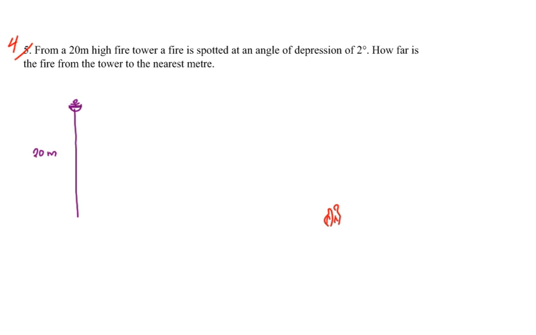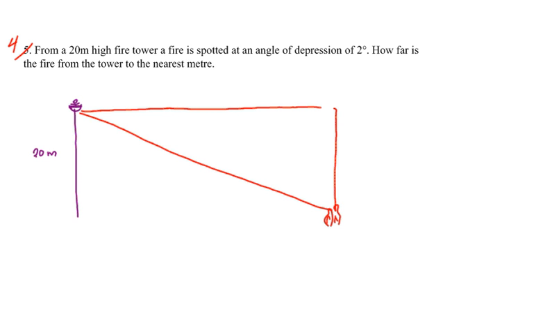So here's my recommendation: draw your triangle inverted, because the angle of depression is from the horizontal down. Here's the line of sight to the fire, and the angle of depression is measured from the horizontal down. So we draw our triangle like this, because they give us the 2 degrees. If that's 20, the vertical over here is also 20.